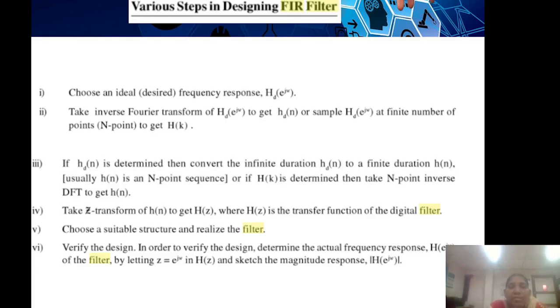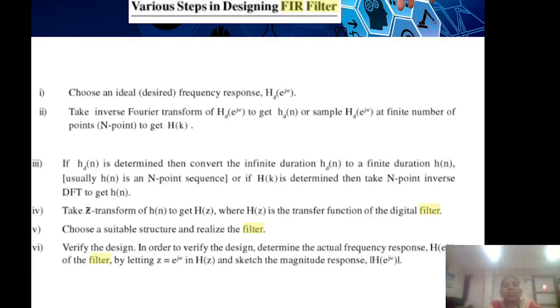Then the next one, let us see what are the various steps involved in designing the FIR filter. The first and foremost thing, we have to choose the ideal desired frequency response, which is denoted as Hd of e power j omega. For a low pass filter or high pass filter, band pass and band stop filter, each filter has its own desired frequency response, so we have to choose it initially. Then the next step, we have to take the inverse Fourier transform of that particular frequency response Hd of e power j omega to get hd of n.